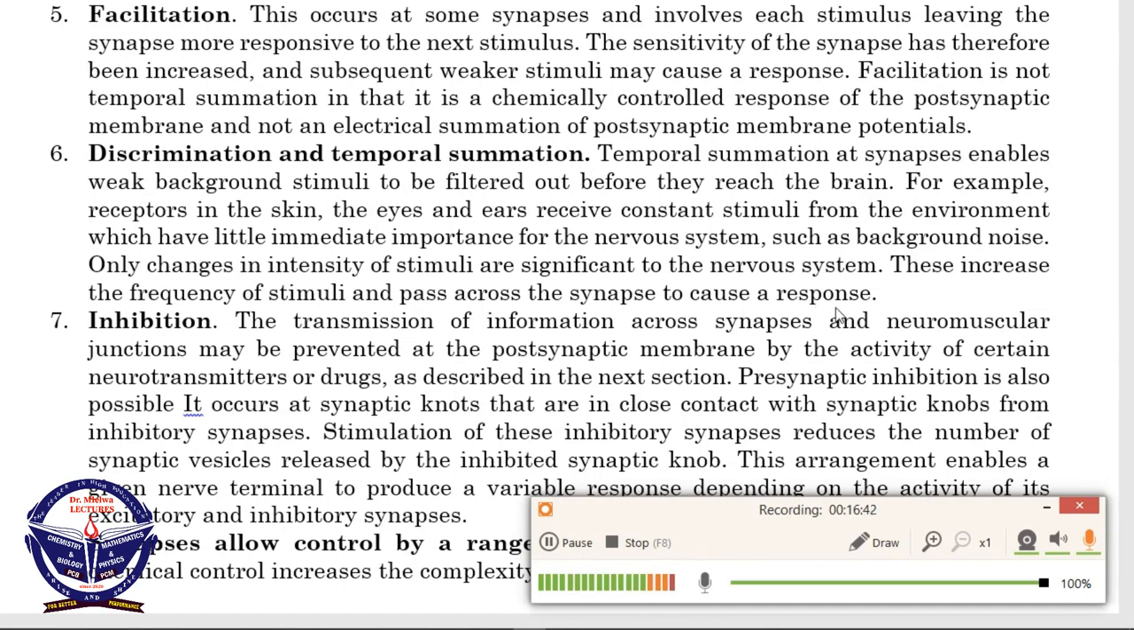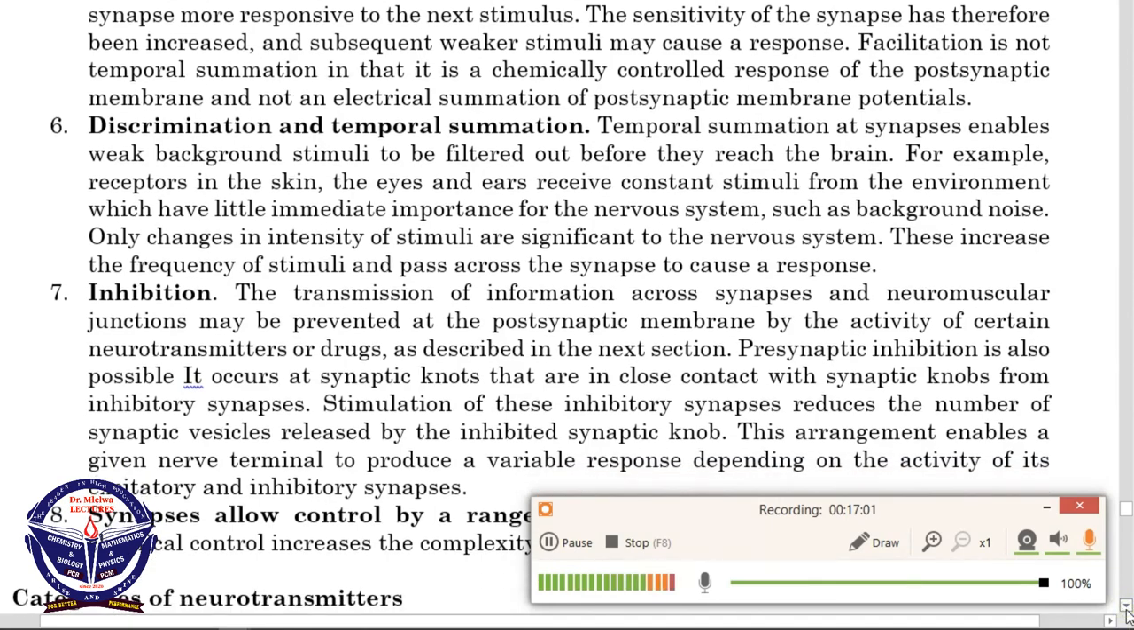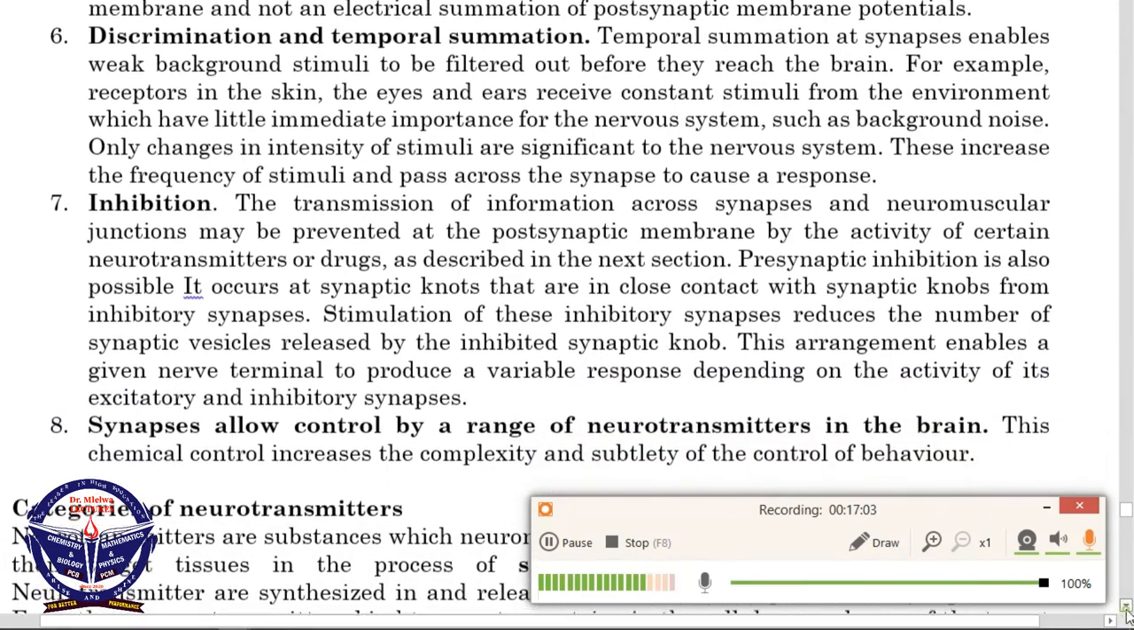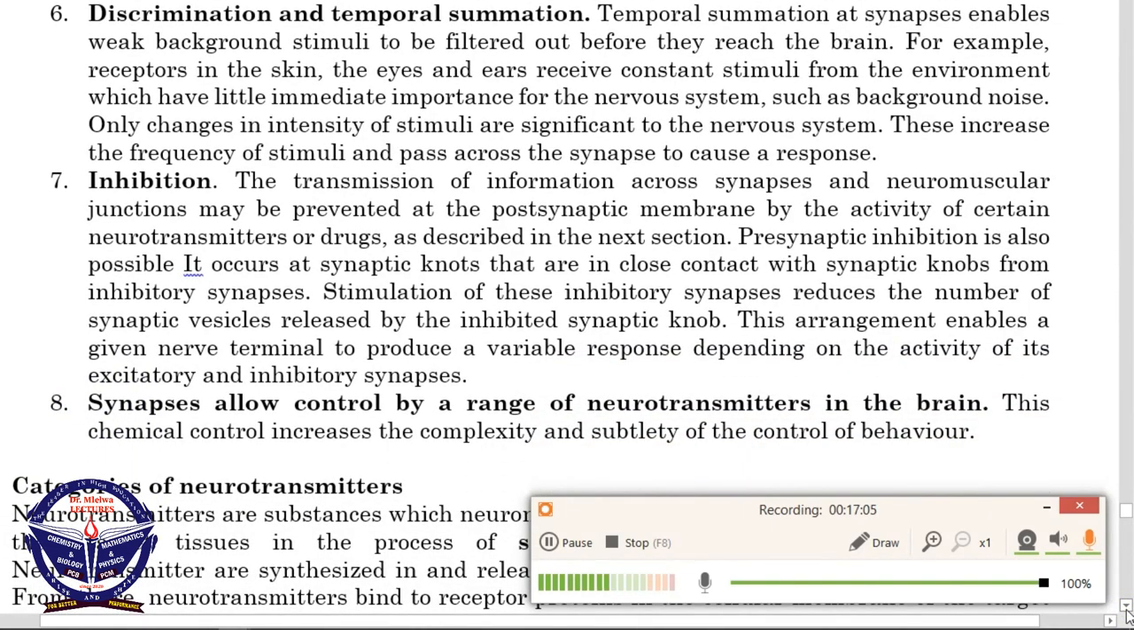Na ndo mfano ambao nikutolea kule mwanzoni kwamba ukiwa na mashine fulani inapiga kelele. Pale mwanzoni kwamba ile mashine itakapokuwa inapiga kelele pale mwanzoni utakuwa unasikia, lakini later you will not hear anything. Why you will not hear anything? Because ile itakuwa ni constant stimulation, and that is what you call as background stimulus. Na ndo maana watu wengine wanasema mimi naweza kusoma hata kwenye kelele. Kwa nini? Kwa sababu gani? Zile kelele wanazopiga watu yeye anafanya kama vile ni background stimulus.